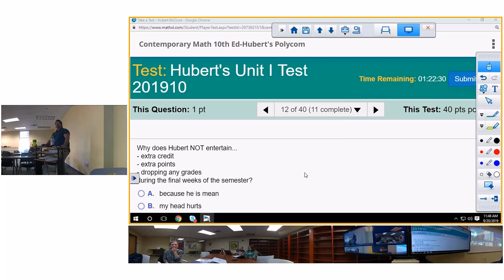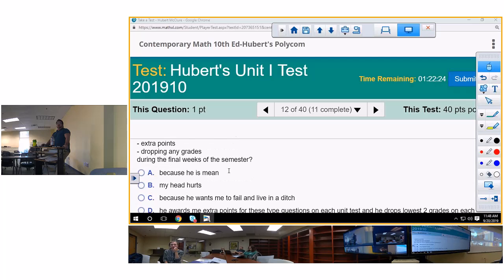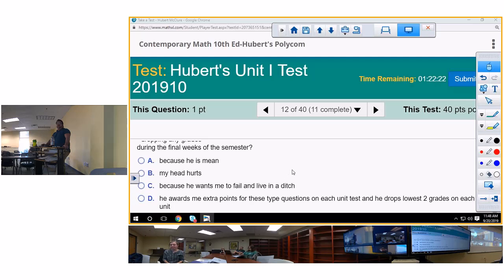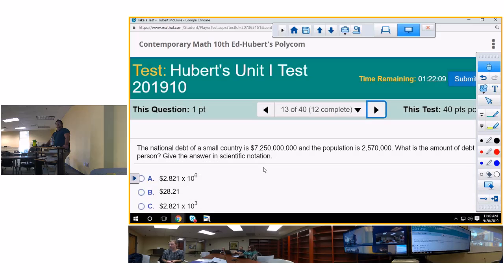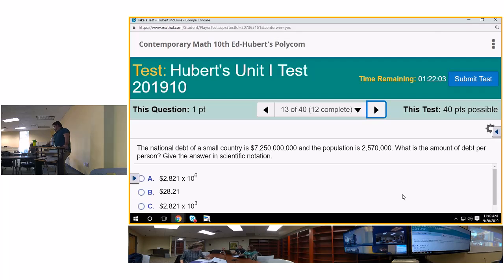Why does Hubert not entertain extra credit, extra points, dropping any grades during the final week of the semester? Because I'm mean, I will take that. But I like Charlie because he wants me to fail and live in a ditch. I really like that one, but the answer is what? Delta. All right, y'all do that one. Because it's a word problem, and I want you to get discouraged. So go ahead and do that one.